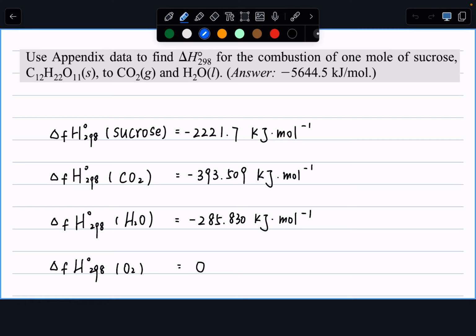Why did you decide to write H2O in the liquid phase instead of gas? Which thing? In the H2O reaction? Yeah, it should be in liquid phase, right? H2O is liquid at 298 Kelvin. Oh, at 298. Yeah. So the reaction is asking you for the delta H at 298 Kelvin, so we do expect water to be a liquid at 298 Kelvin.